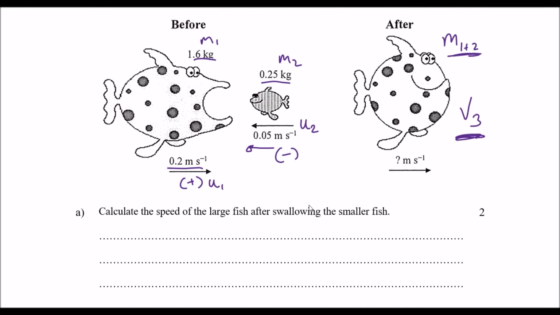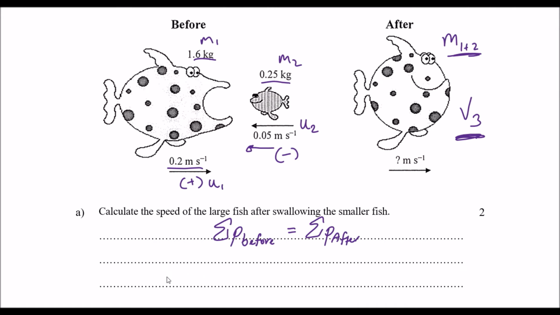So, looking at the question, it says calculate the speed of the large fish after swallowing the smaller fish. We're looking at the conservation of momentum. So we're saying that the amount of momentum the two fishes had before their collision would be equal to the total momentum they have after they have collided. It's kind of weird to say they collide because one swallowed the other, but you get my point.